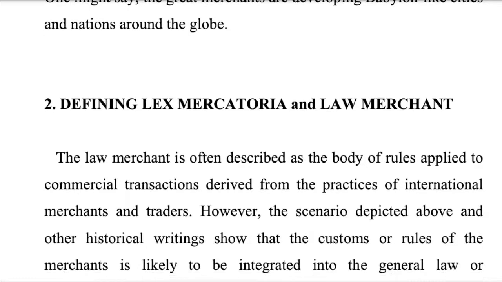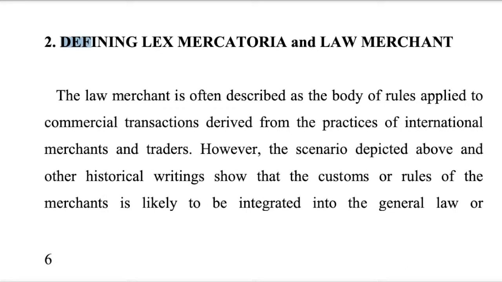All right, so we're here defining lex mercatoria and law merchant. The law merchant is often described as the body of rules applied to commercial transactions derived from the practices of international merchants and traders. Derived from the practices. So it's a body of rules applied to commercial transactions derived from the practices of international merchants and traders.